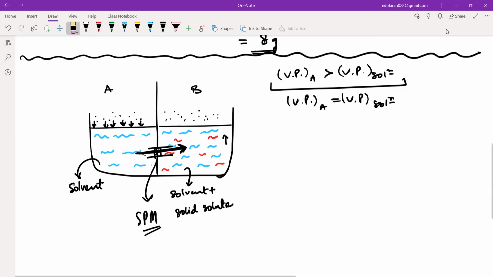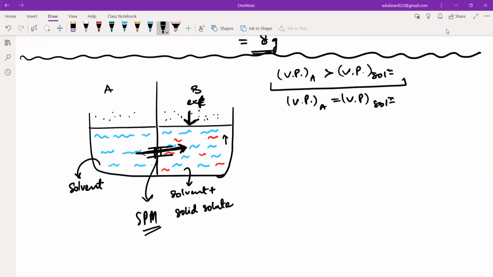Okay, fine. Now listen. What I do is I apply an external pressure, an extra pressure on the B compartment. And this pressure was so accurate that it just stopped the flow of solvent. At this point, this pressure is the osmotic pressure. The pressure that stops the flow of solvent from a solution of lower concentration of solute towards higher concentration of solute is known as osmotic pressure.